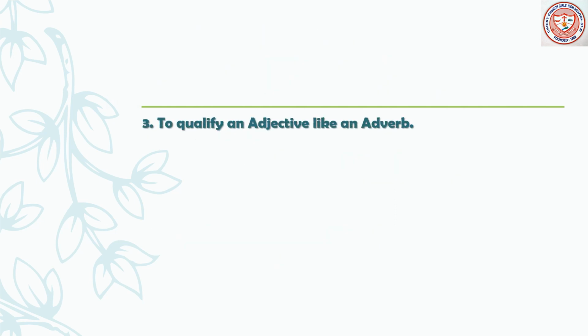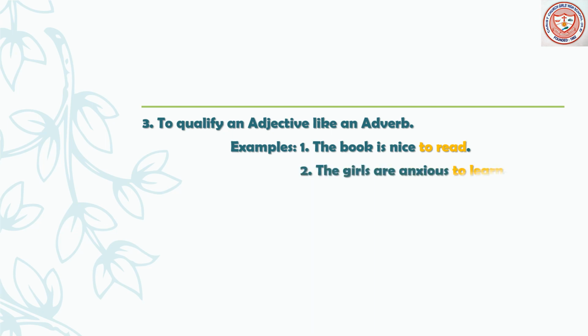Next usage. To qualify an adjective like an adverb. Let us go through some examples. The book is nice to read. Here, in this sentence, to read has been used to qualify an adjective, that is, nice. Next example, number 2. The girls are anxious to learn. In this sentence, to learn is the qualifying infinitive. It has been used to qualify an adjective like an adverb.